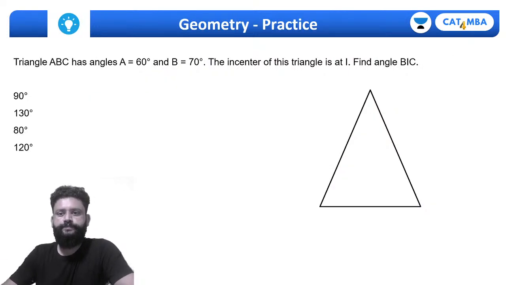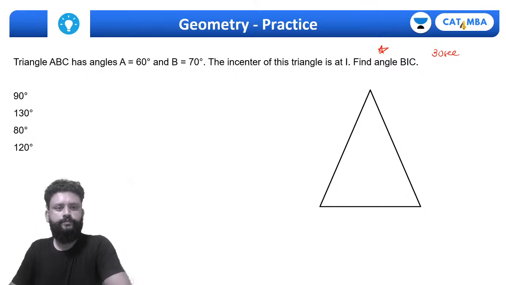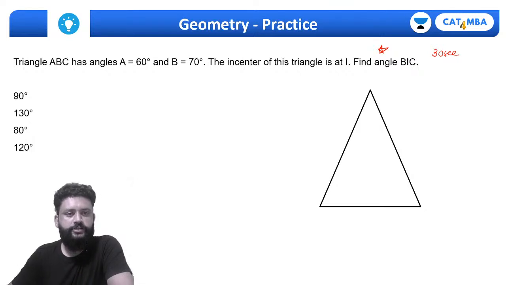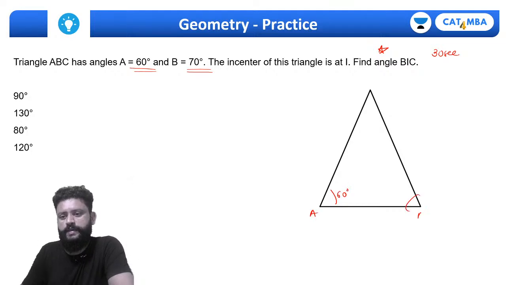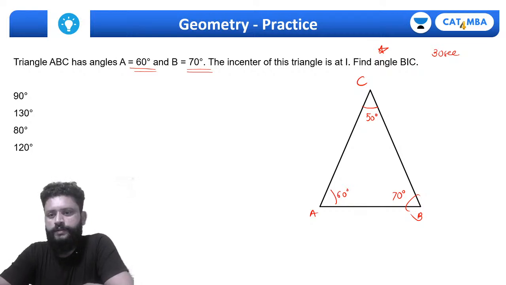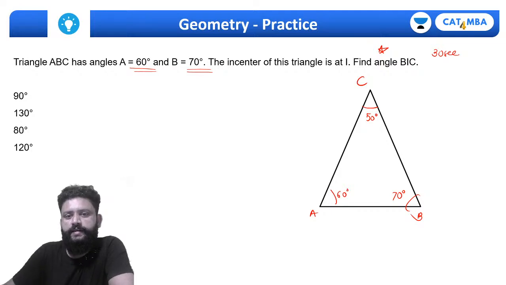What about this? A simple property, if you remember, you can easily answer this question within 30 seconds. Quickly try it and let me know if you have any answer. Quickly drop it in the comment section. A triangle ABC has angle A as 60 degree. Let's say this is A, which is 60 degree. This is B, which is 70 degree, and definitely C has to be 180 minus 130, it has to be 50 degree. Find the angle BIC, where I is the incenter.